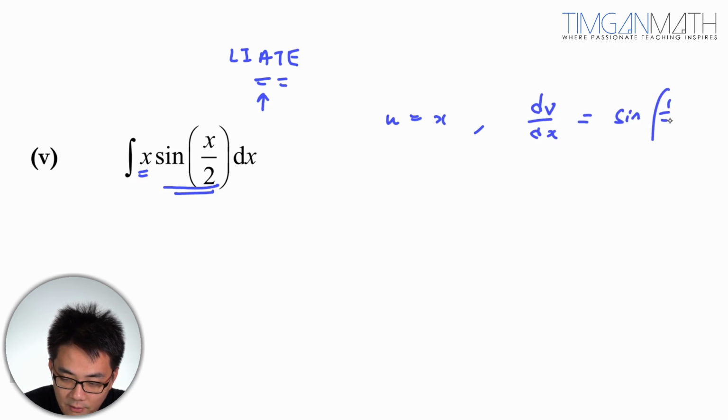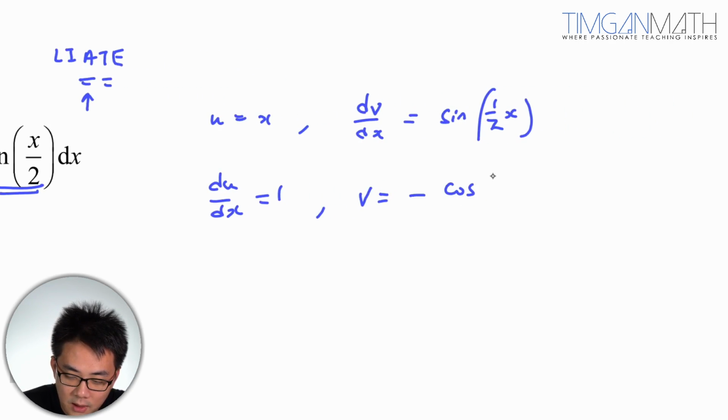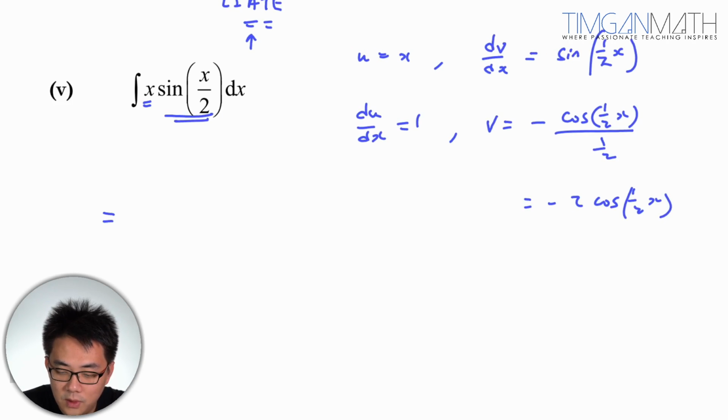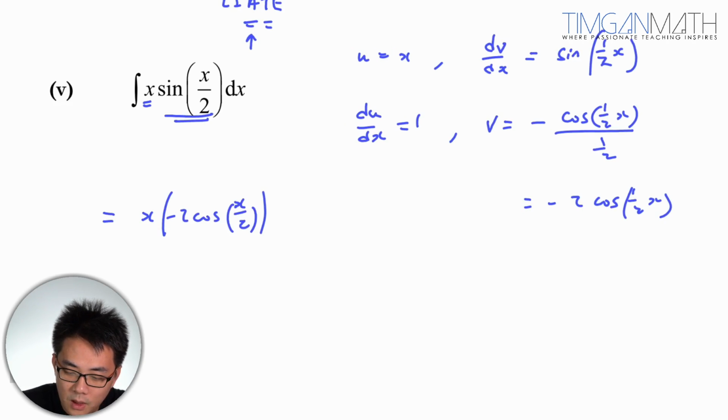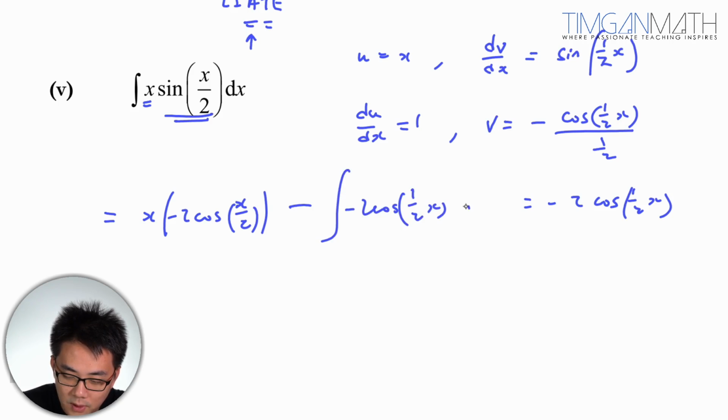sine half x. Okay, so du/dx here will be 1. V will be, integrating this, negative cosine half x over half, and this will be minus 2 cosine half x. Okay, once this is done, what we're going to do is uv, so x times minus 2 cosine x over 2, minus the integral of v du/dx, which is actually minus 2 cosine half x times 1.